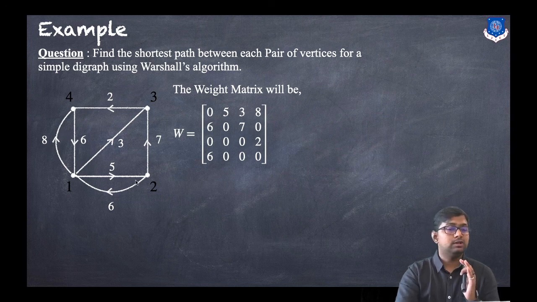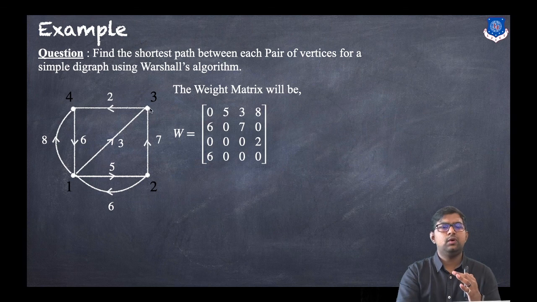Now 2 to 1. Is there any path? So 2 to 1, that means 6. Now 2 to 2. That is a self loop, that is not there, so that means 0. Now 2 and 3, that means 7, and 2 and 4. As you can see, there is no direct edge or direct path between 2 and 4, so we'll write 0.